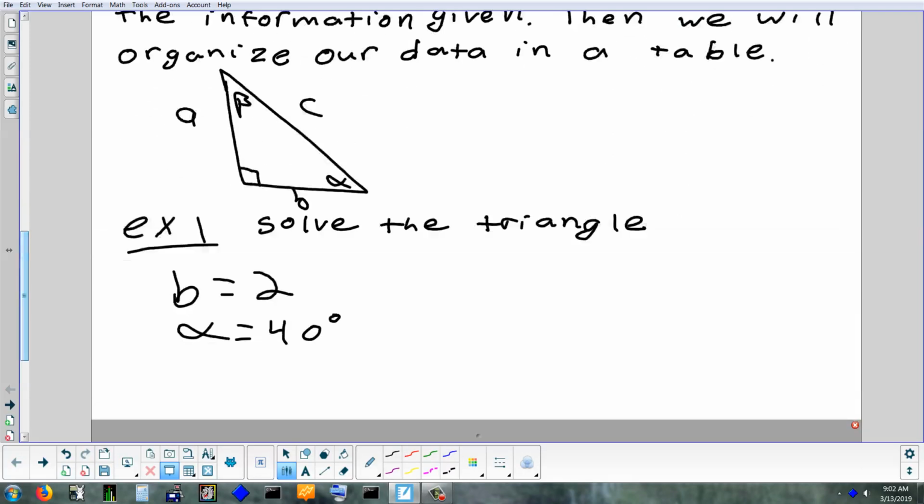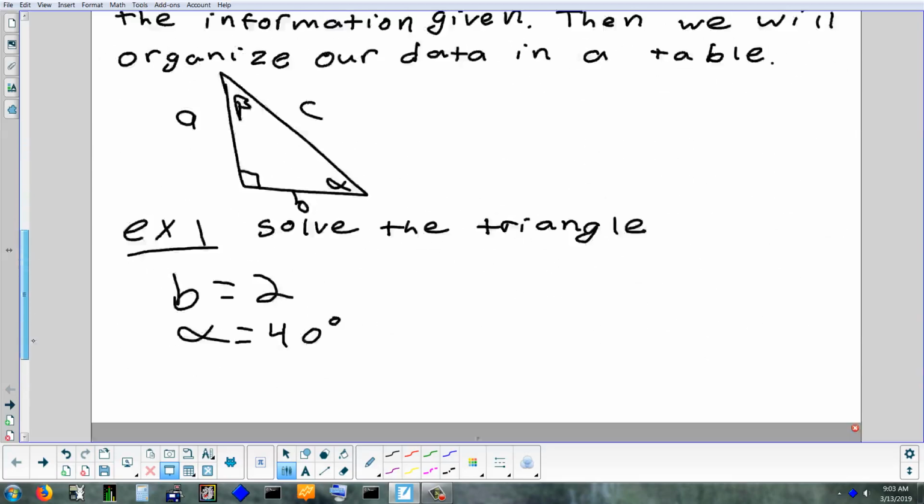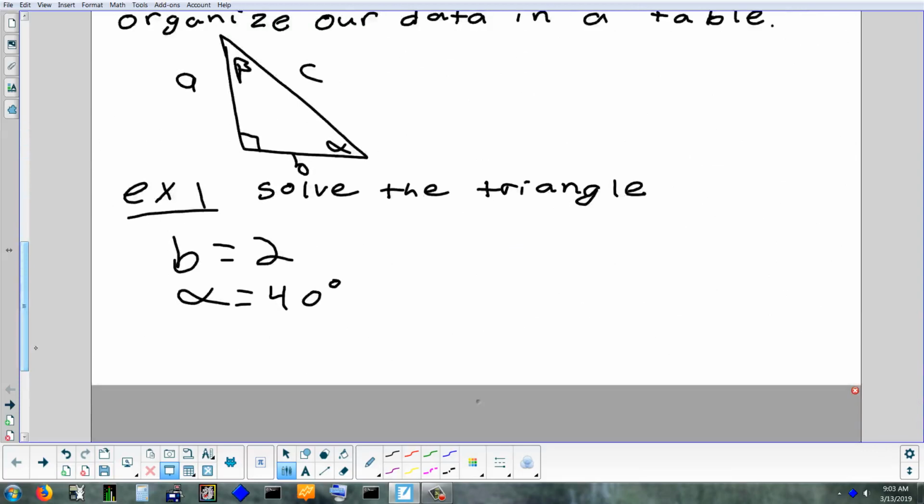Okay, so it says solve the triangle. This is the case where they're giving you a side and an angle. That's this case right there, a side and an angle. Right, so let's sketch it. I'm basically going to take the picture I have right up above, erase B and alpha, and fill in 2 and 40. Okay, so let's draw that out.